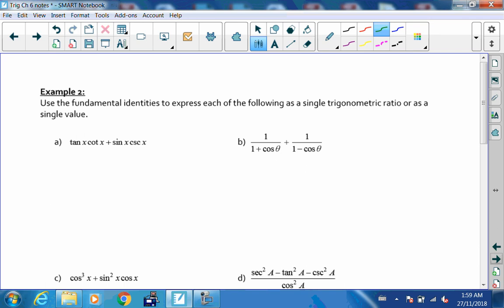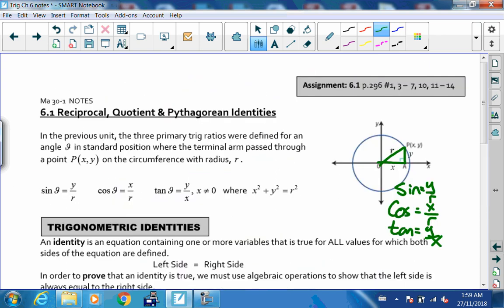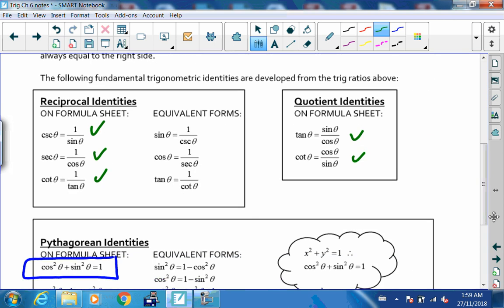All right. So, next up here is when we're going to be trying to turn all of these big messes of stuff into a single trig ratio. So, first off, part A, tan x cotan x. Well, I could write tan as sine x over cos x. I can write cotan as the reciprocal of that. Now, if I'm not sure of that, again, I can go back to my formula sheet. We've got them on here. Do we agree that cotan is just cos divided by sine?